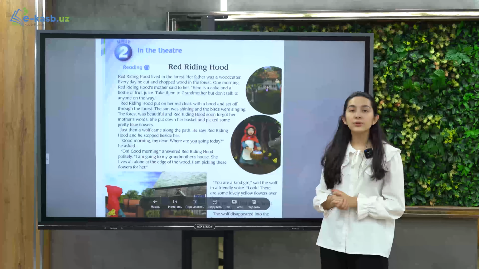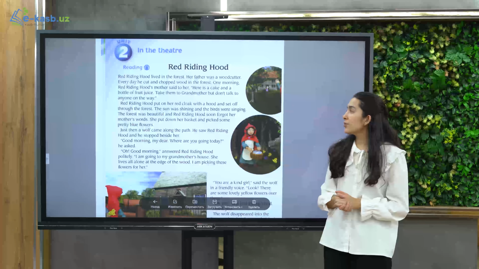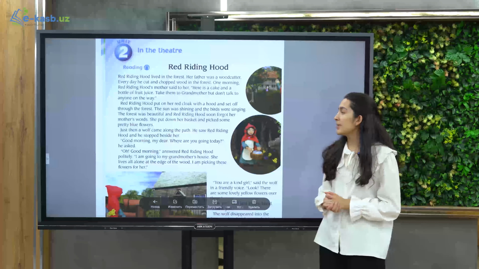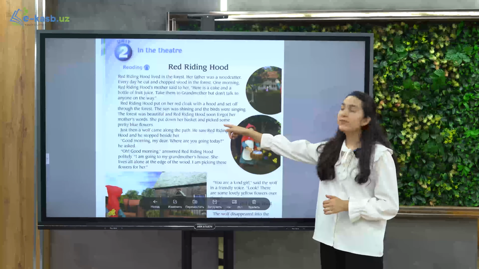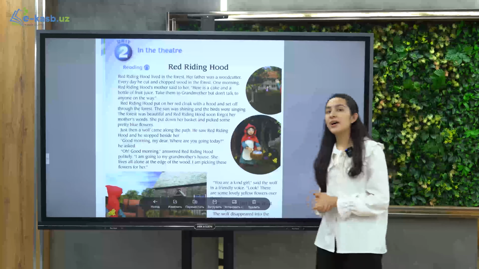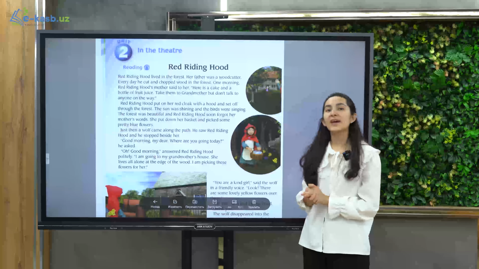So, the forest was beautiful, and Red Riding Hood soon forgot her mother's words. She put down her basket and picked some pretty blue flowers.